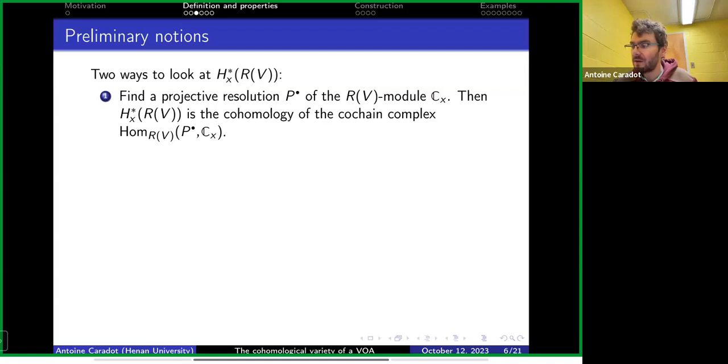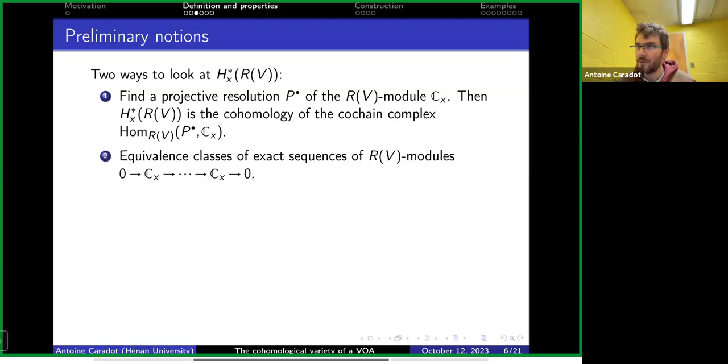You take a projective resolution of your RV module CX, any projective resolution, and then this X algebra is going to be the cohomology of the cochain complex obtained in this way. So you take the morphisms, the RV morphisms from the projective resolution to CX. Your projective resolution is a complex. You take hom, it gives you a cochain complex, and then the cohomology will give you your space, and it will be independent of the resolution.